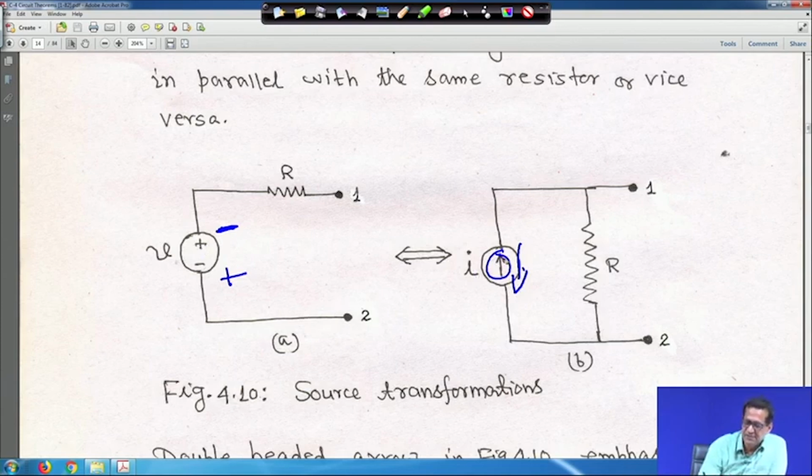So plus tip means the arrow, as I told you earlier, will be upward, and if you reverse it, then it will also reverse. So the current direction should follow that, and the rest will remain the same. This is source transformation for independent sources. Now, it is true also for dependent sources. So, let me clear this.